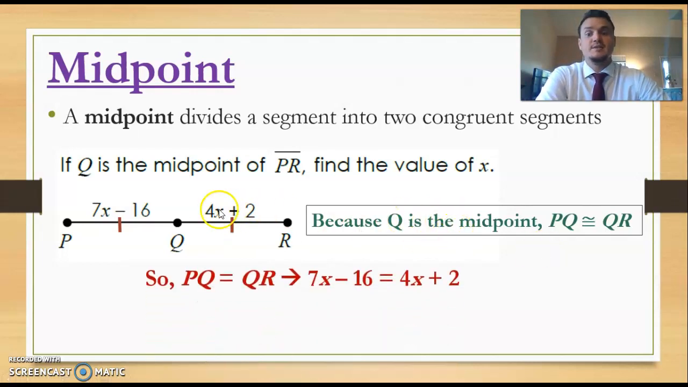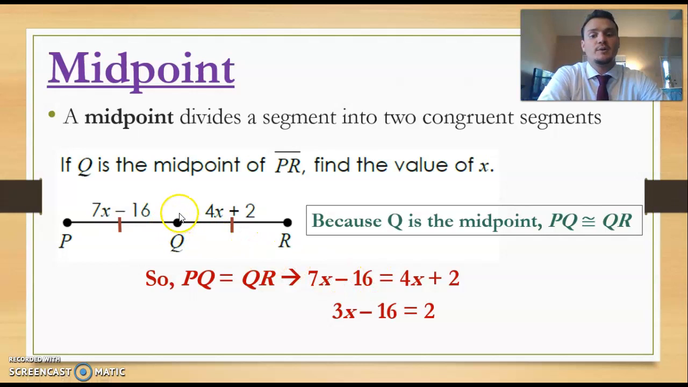Now, because these two segments are the same length, we can say that they're equal to each other. So if we set P to Q, which is 7x minus 16, equal to 4x plus 2, we can then solve this equation for x. Again, just with this fact that we know Q is the midpoint, we know that P to Q is equal to Q to R. Congruent and, in a sense, the same equal length.